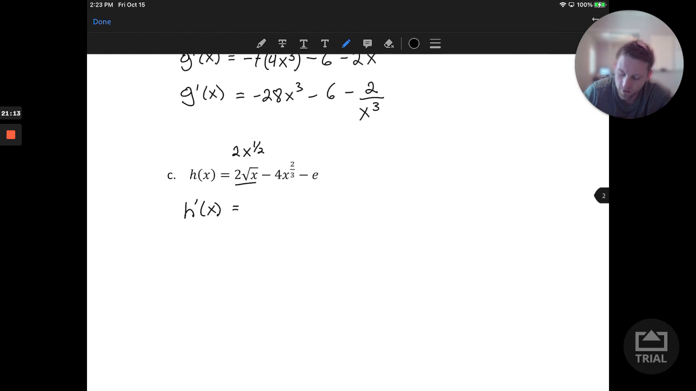So let's apply the power rule in that first term. That constant multiple would be 2. We'd bring down the 1/2 and then raise x to the negative 1/2 because we're subtracting 1 from the power. So that's our first term. The second term, we have negative 4 is the constant multiple. We'll keep that. We'll bring down the power 2/3 and raise x to the 2/3 minus 1. That's negative 1/3.